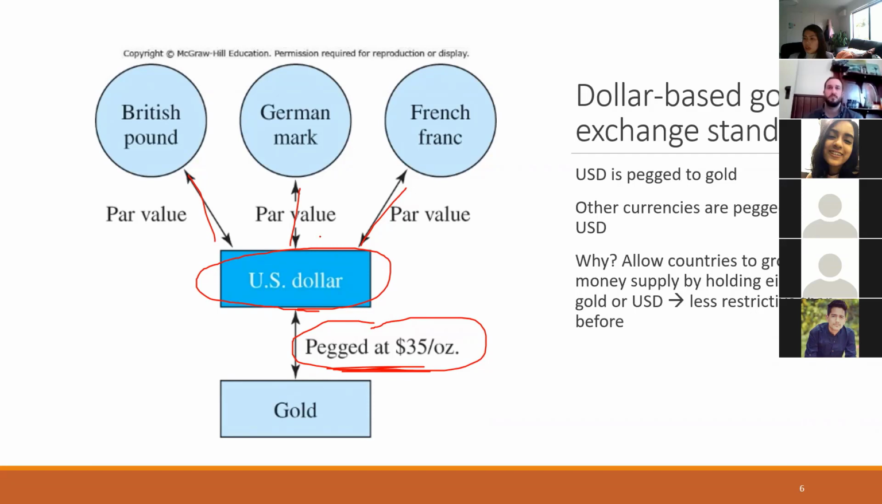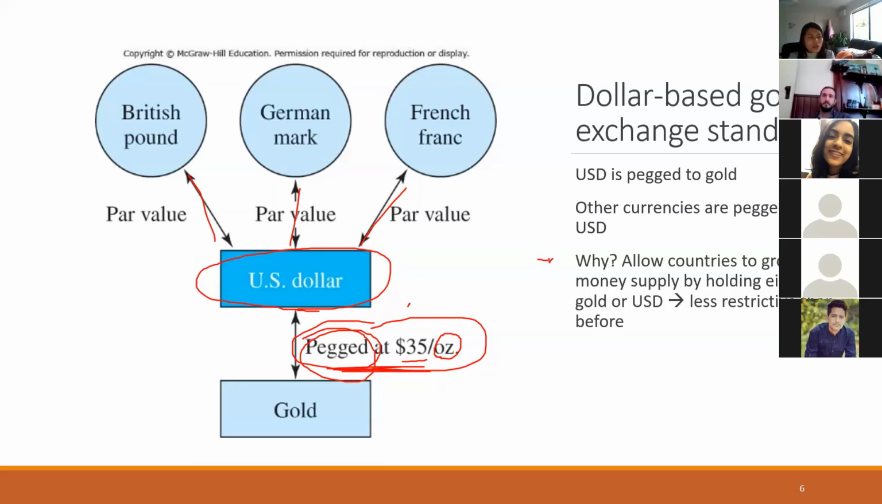Excuse me. Yes. Can I please know what is the meaning of peg? Peg is fix. So you fix your USD against the gold, for example. So you price one ounce of gold at 35 USD. Okay. And that will be fixed. All right. Thank you.